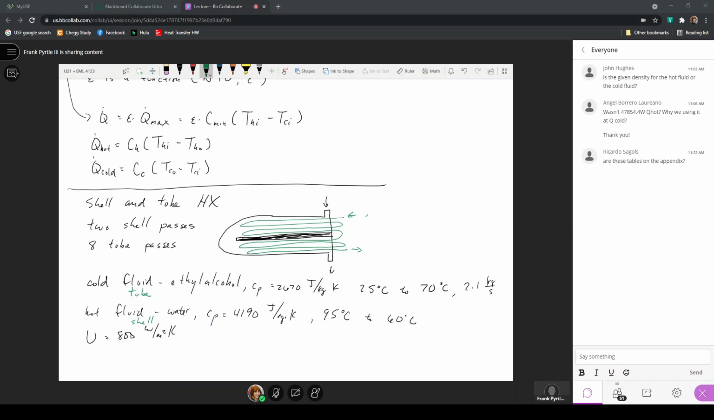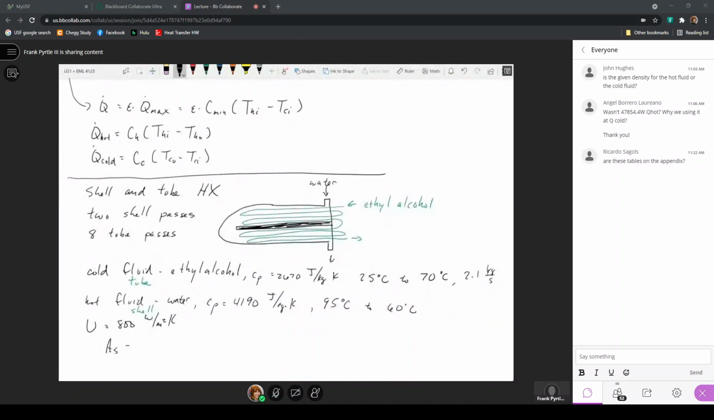So here we have the ethyl alcohol running through the tubes with the water running through the shell, so that we provide this heating to the fluid, and we want to determine, well, what is the surface area for heat exchange? Now here, since this is a shell and tube heat exchanger, all of the heat exchange would occur between the ethyl alcohol and the water through the tube that the ethyl alcohol is flowing in. The shell is just there to contain the water.